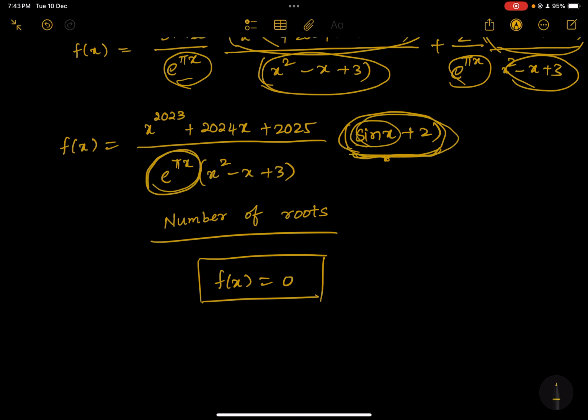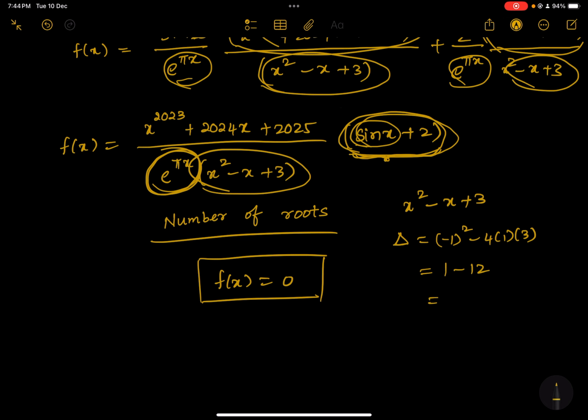If you see this term, this never becomes 0 because e to the power x, the graph of e to the power x looks something like this. It is always greater than 0. Okay, now let us go to this quadratic function. So we have x square minus x plus 3. Let us find out the discriminant. Discriminant is b square, minus 1 whole square, minus 4 into a into c. So that is 1 minus 12, so minus 11. So discriminant is negative. So it doesn't have any real roots. So this also does not become 0.